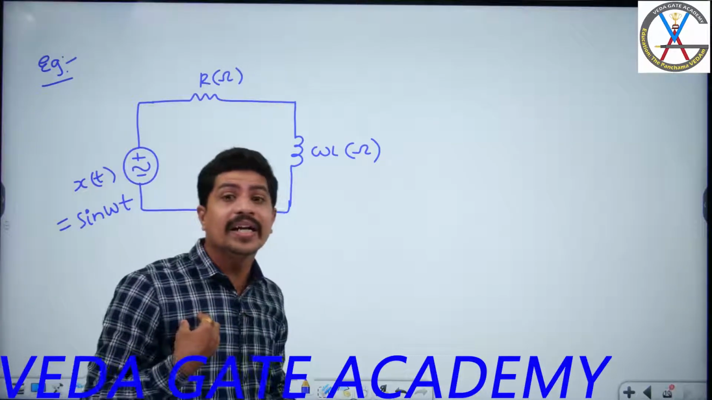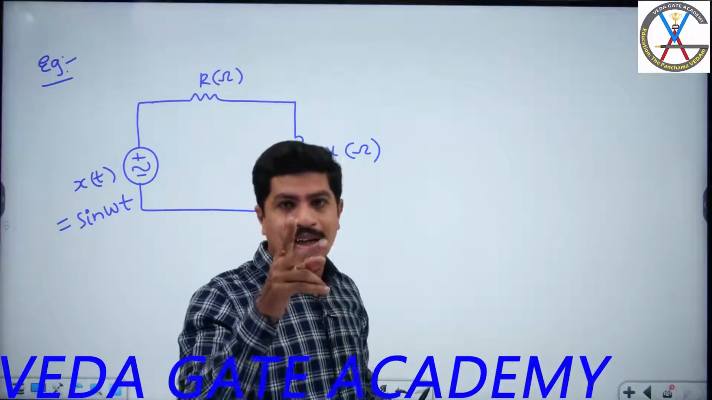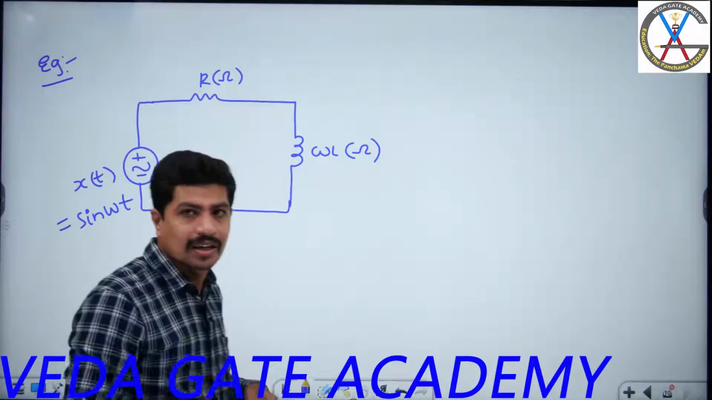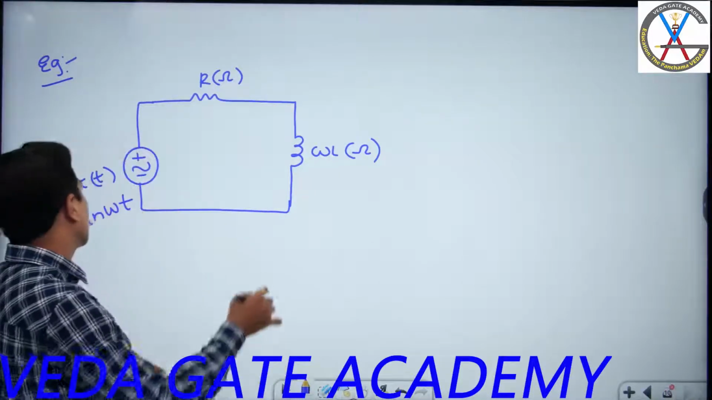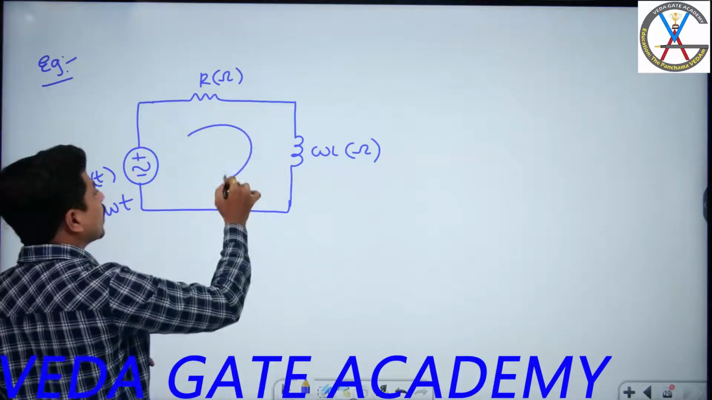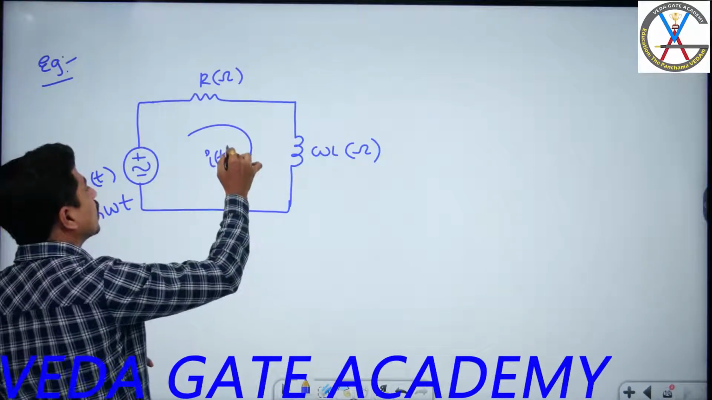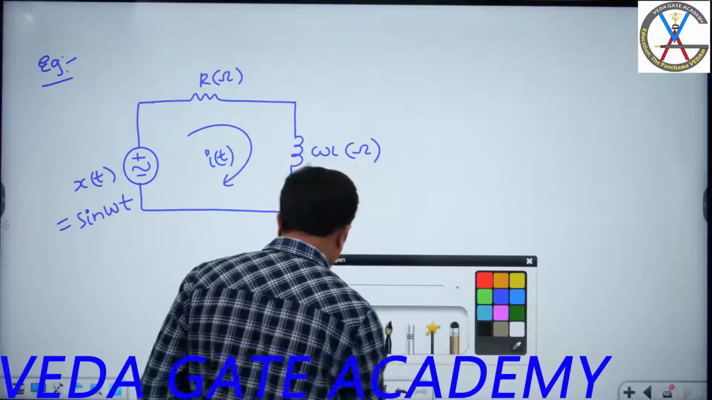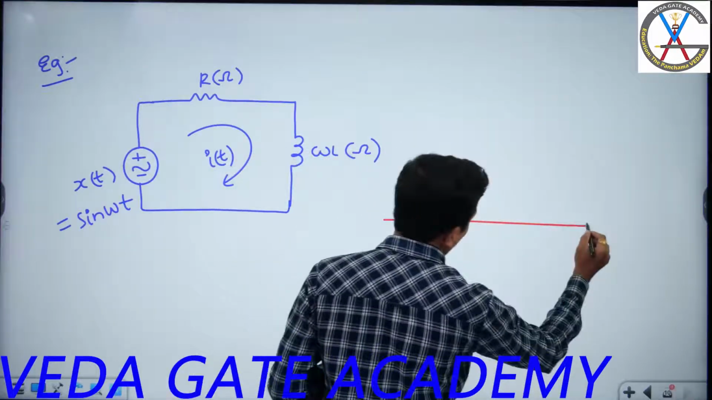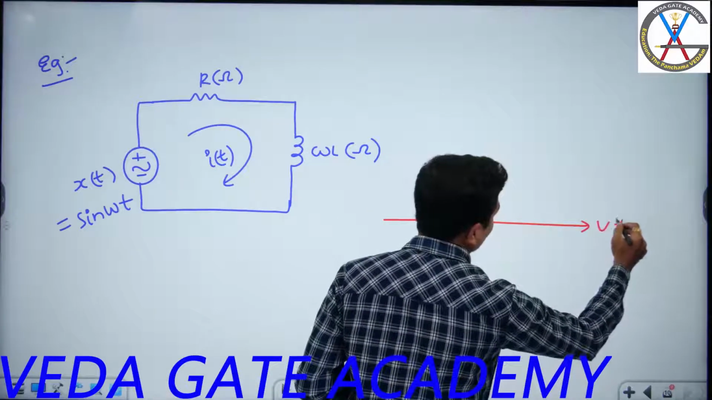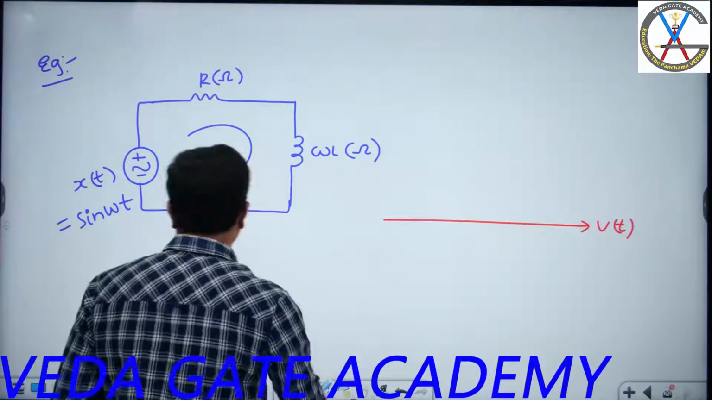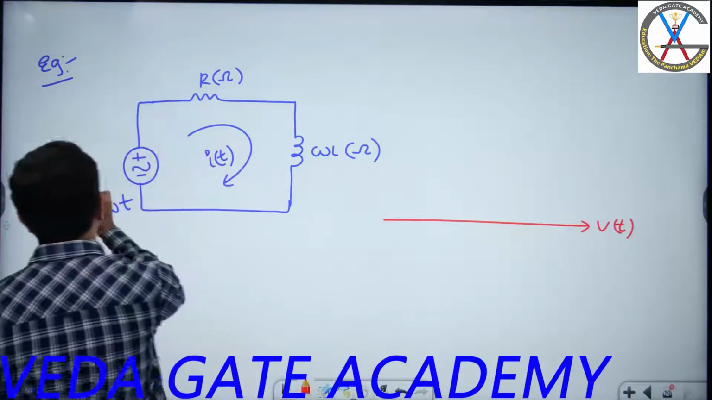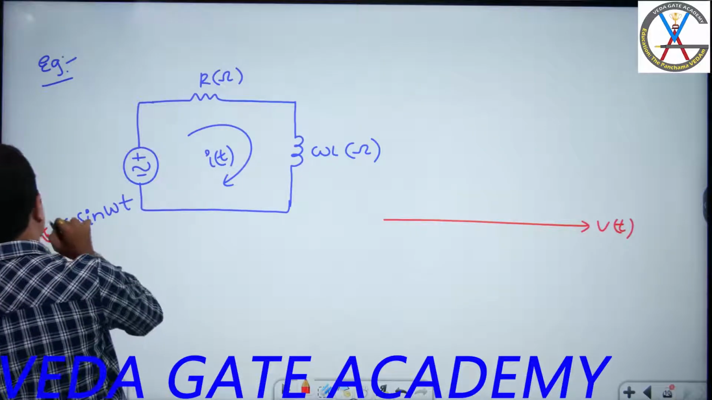Here my main intention is to understand leading and lagging. What does it mean in degrees? 30 degrees, 60 degrees, 90 degrees, like that. That is our main intention here. Now the current in this circuit is I of t. If you draw the phasor diagram, this is the source voltage V of t. We wrote it as x of t earlier; let's write it as V of t. Yes, V of t is equal to sin omega t.